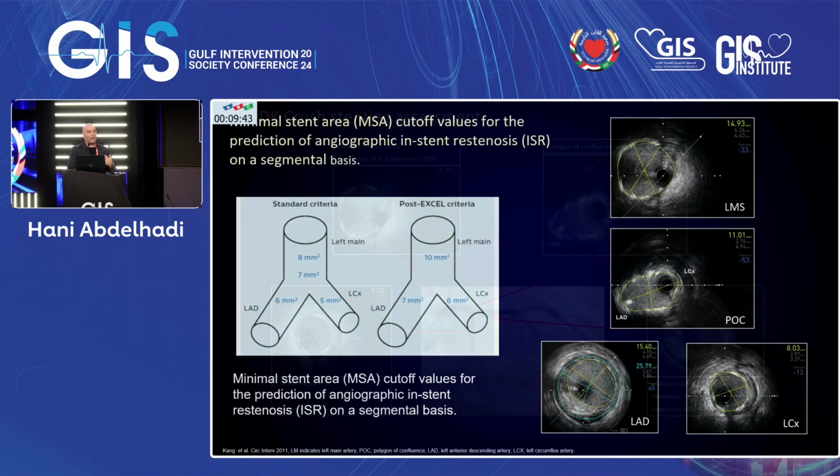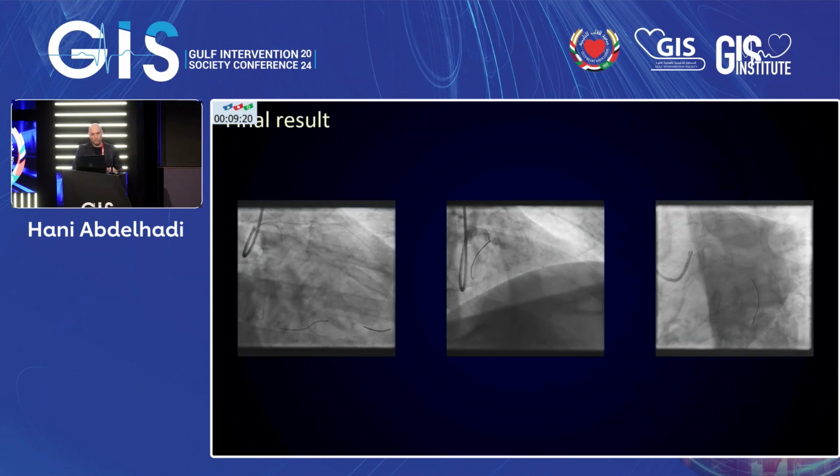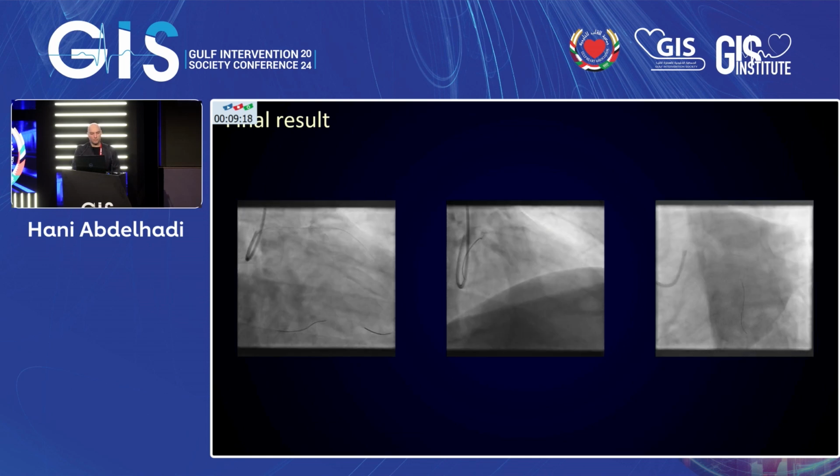But you also look at the absolute value, because there is data to suggest that an absolute value in your left main, LAD, and circumflex correlates very well with your restenosis rate. In a large individual, you want an MSA of 10 in the left main or more, 7 in the LAD and 6 in the circumflex. In a smaller individual, especially in a Southeast Asian population, you can go with slightly smaller sizes. And this is our result in this patient.